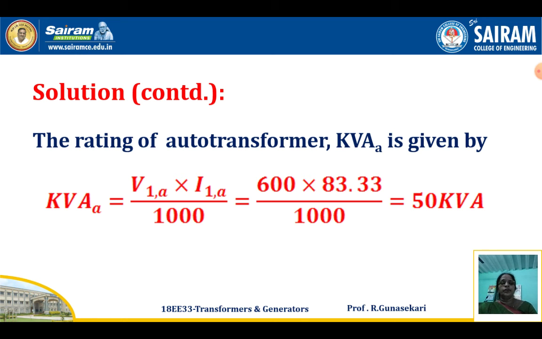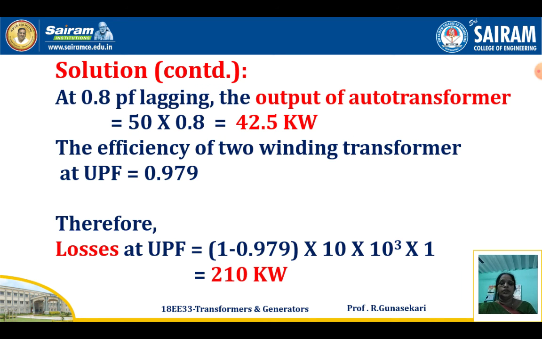Therefore V1 is 600, that is the supply voltage, into current 83.33, divided by 1000. So the rating of the auto transformer is 50 kVA, not 10 kVA. You should carefully remember that in your mind.